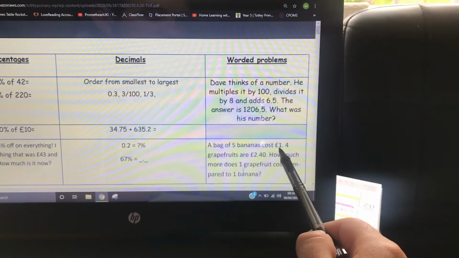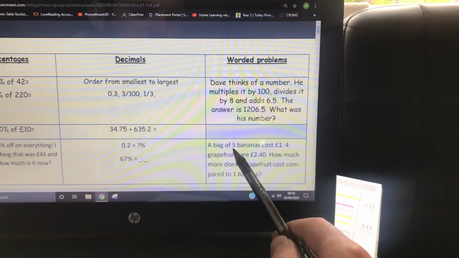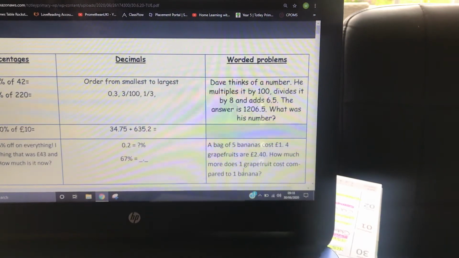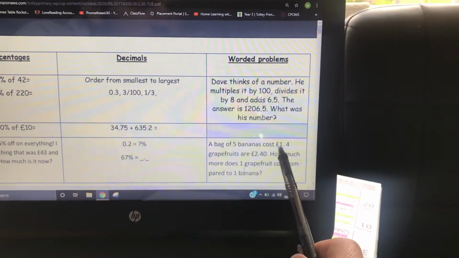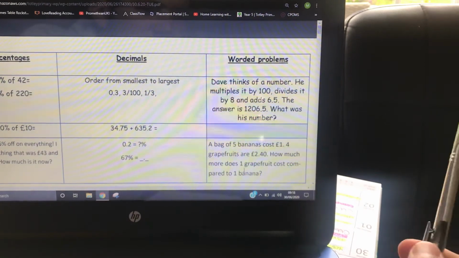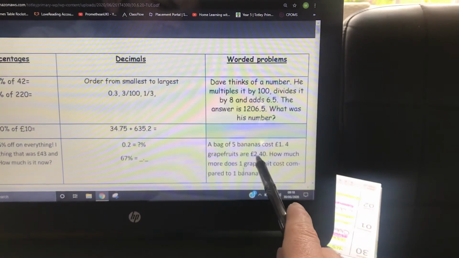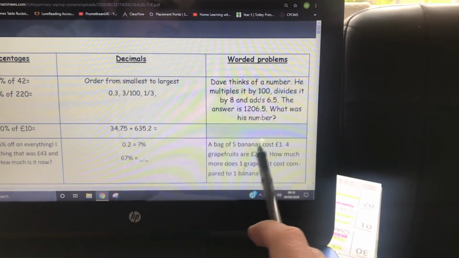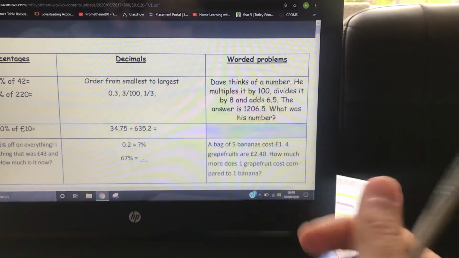So a bag of 5 bananas cost £1. 4 grapefruits are £2.40. So how many 5s go into £1? How many 4s go into £2.40? Now we've got some very simple multiplication hidden around here. Remember, £1 is 100 pence. There are 20 5s in 100. How many 4s go into £2.40? Well, 6 times 4 is 24. So that's got to be linked to that somehow, hasn't it? Maybe that's 60p, 60, 120, yeah, it's going to be 60p.